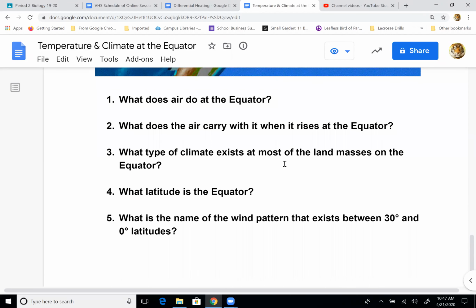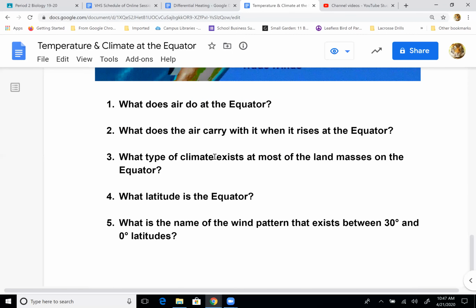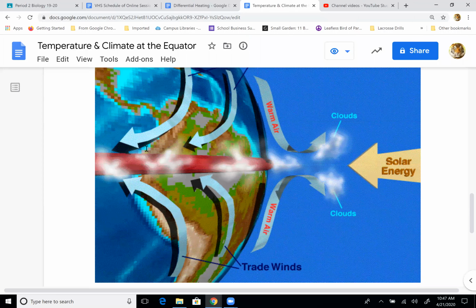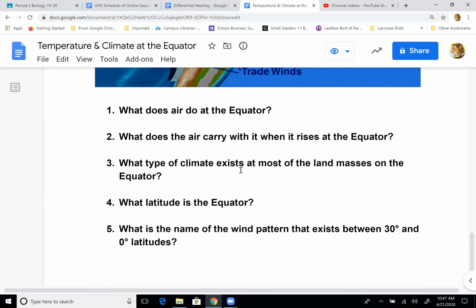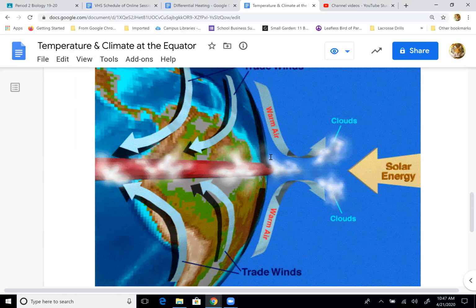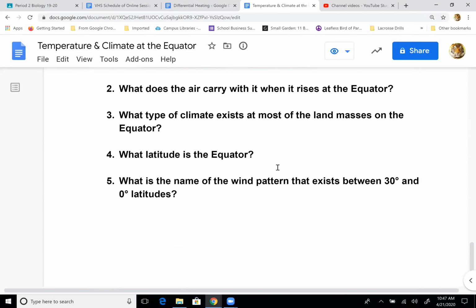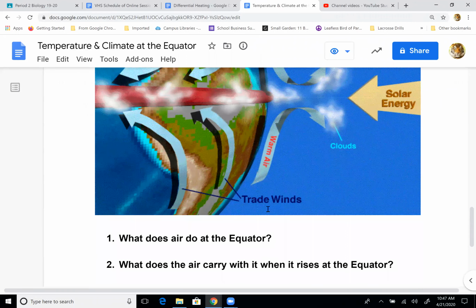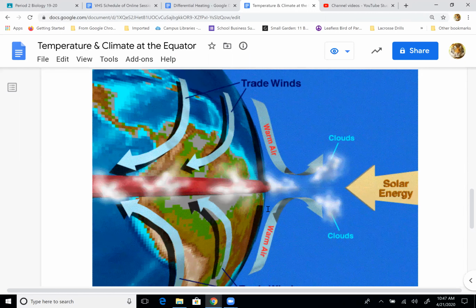What type of climate exists at most of the land masses on the equator? I'll leave that up to you. It's hot, it's humid, lots of rain, and we call that something. What latitude is the equator? That's an easy one. We talked about it. It's not 30 or 60 or 90. It's the one that's the center. Okay, and what is the name of the wind pattern? It's right there in the picture, and I'll let you answer that.